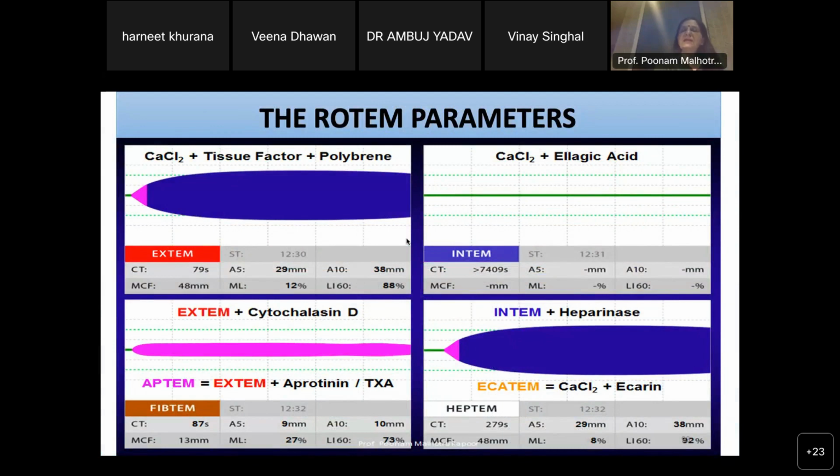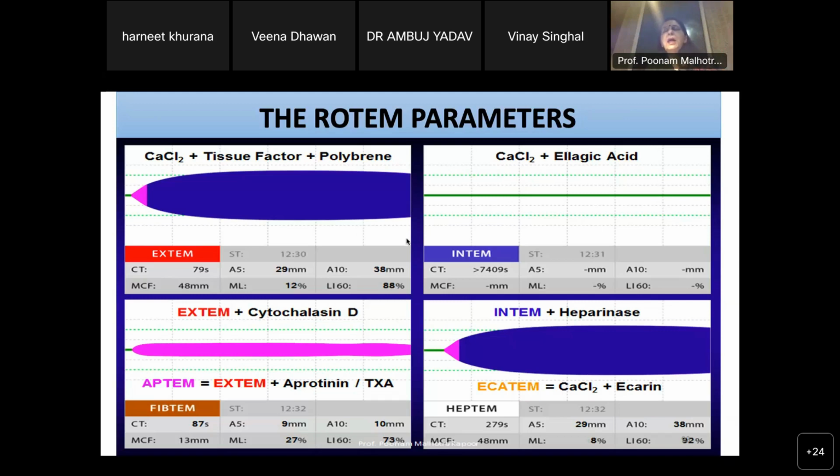So this has different reagents which are ellagic acid, calcium chloride with tissue factor. When tissue factor is added, it's EXTEM. When you have EXTEM with cytochalasin D, it is FIBTEM. This is the fibrinolytic pathway. This is the extrinsic pathway. This is the intrinsic pathway, and this is the heparin pathway, or the HEPTEM. The APTEM is anything to do with aprotinin or antifibrinolytics when we use them. So depending on the reagent we use, we have these four signatures coming on our screen.